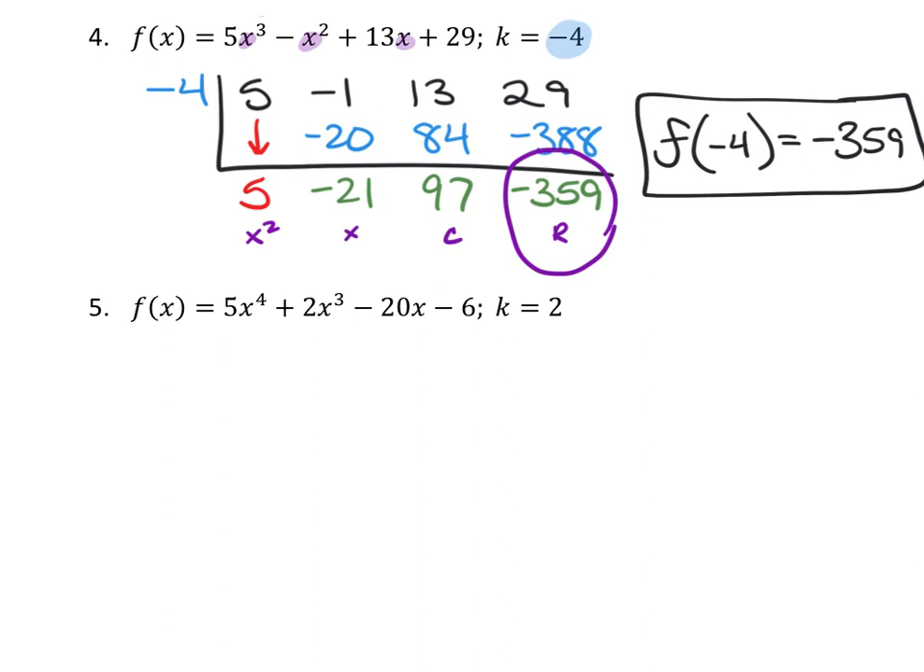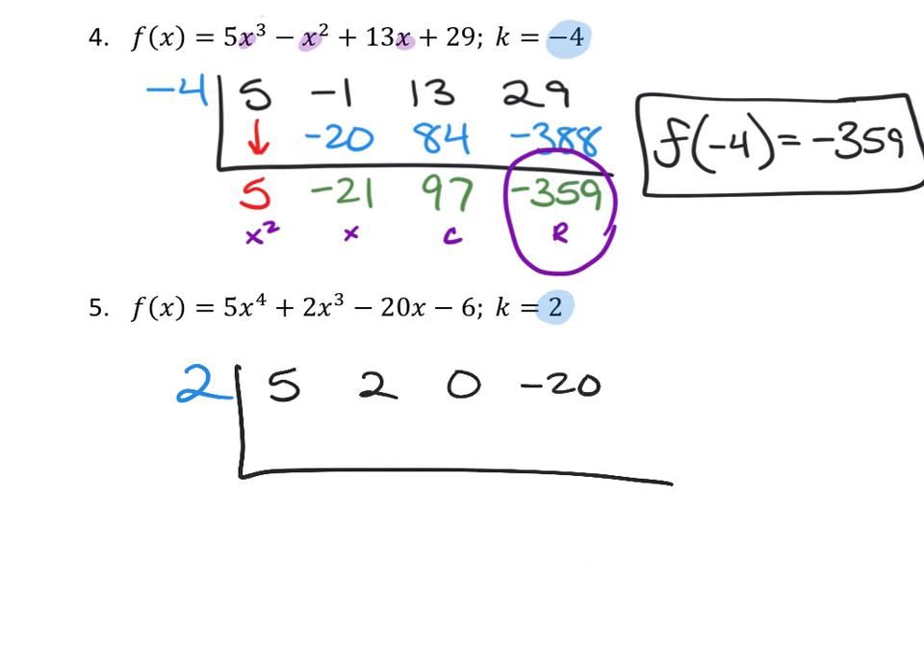Okay, quick check just to make sure we've got the setup right, because I see some of us are still working. The house number, because it says K equals, don't change. My house number should be 2. You only change it when it's in the parentheses, like x minus or x plus. If it's just equal, use that number. The setup should have looked like this: 5, 2, 0, -20, -6.